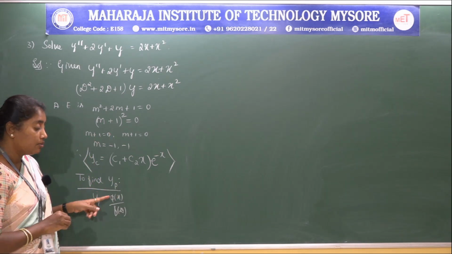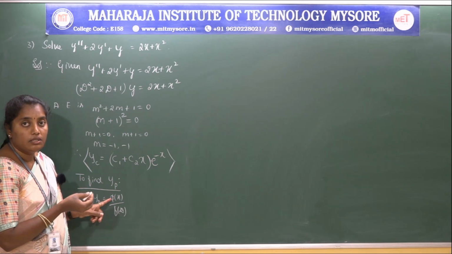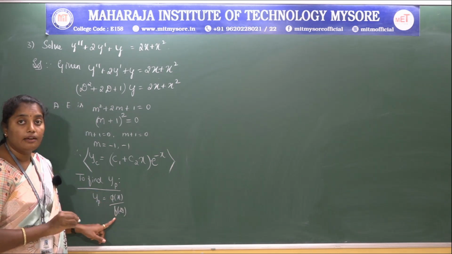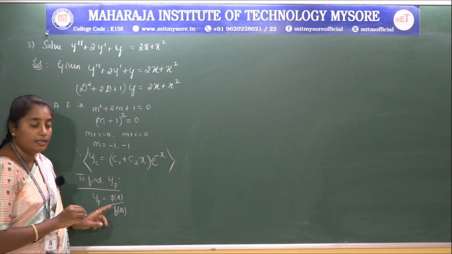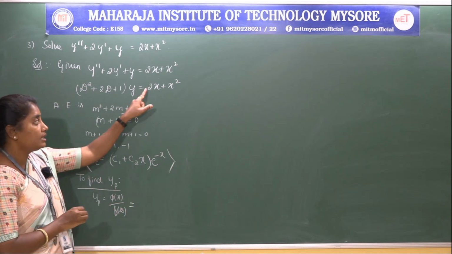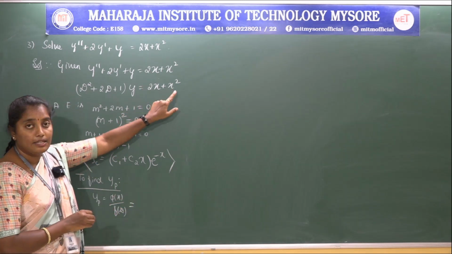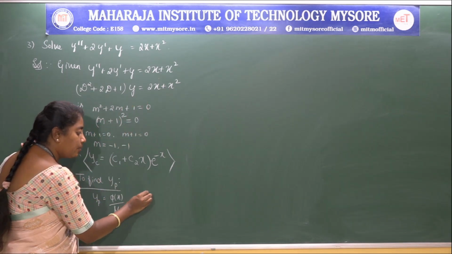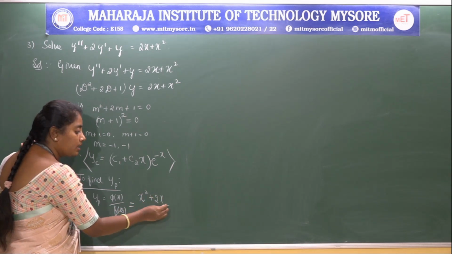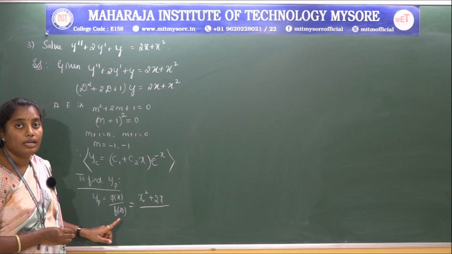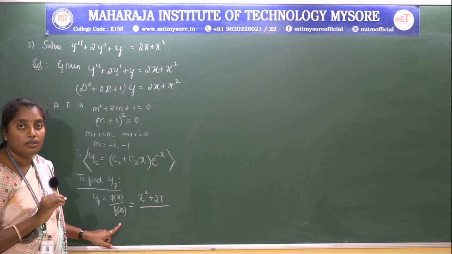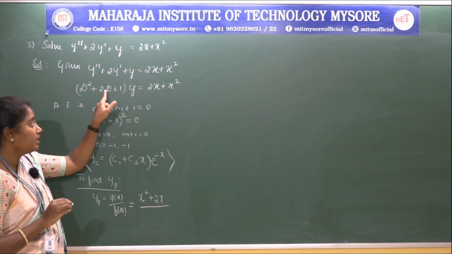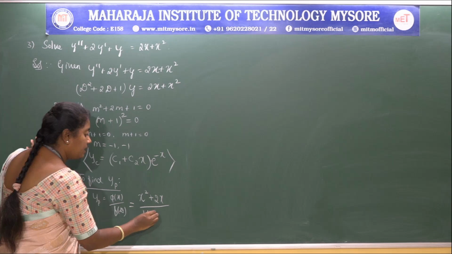if phi of x is a polynomial, we have to write the numerator, that is phi of x, in descending powers of x, and we have to write f of d in ascending powers of d. The given function is 2x plus x square. Writing this in descending powers of x, the first element is x square, the second element is 2x. In the denominator, f of d in ascending powers of d: the first element is 1, then 2d, then d square, so 1 plus 2d plus d square.